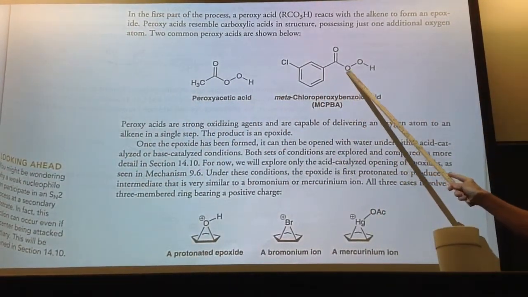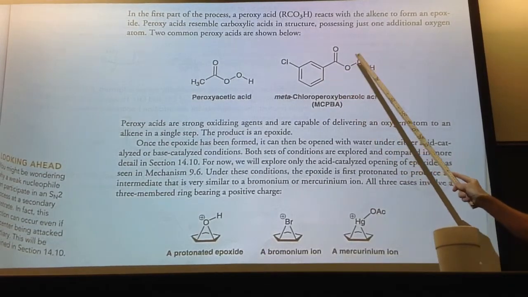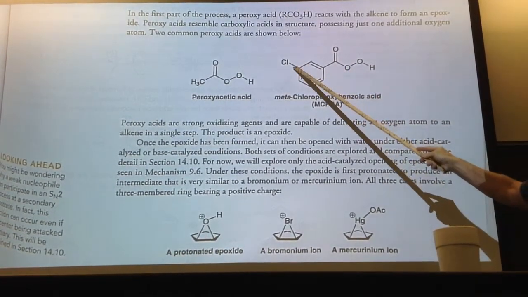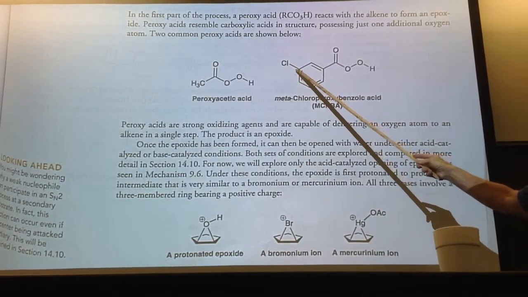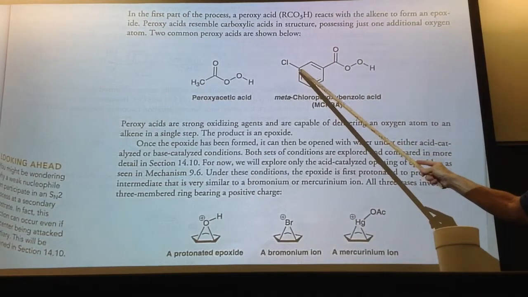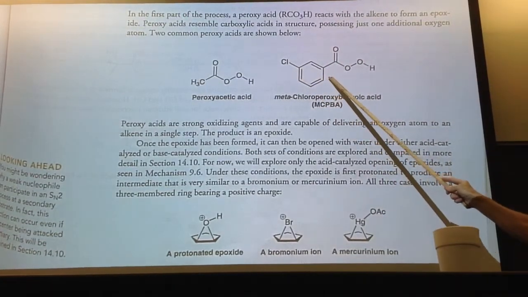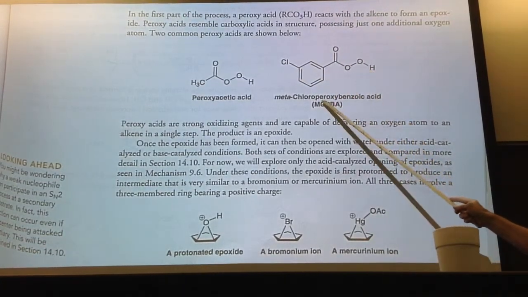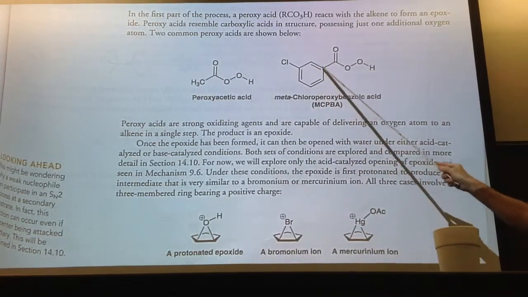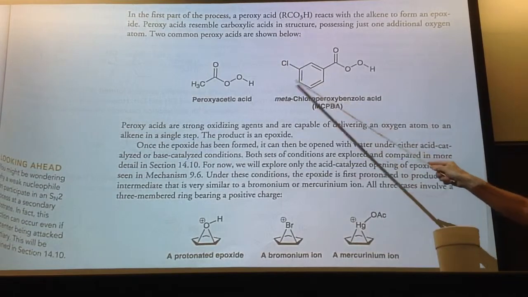With benzene, this is a carboxylic acid. With benzene and an extra oxygen, it's a peroxycarboxylic acid. This is a chloro group in the meta position, which we'll talk about next semester. So this is called metachloroperoxybenzoic acid, and it's abbreviated MCPBA. But any R group here will work.